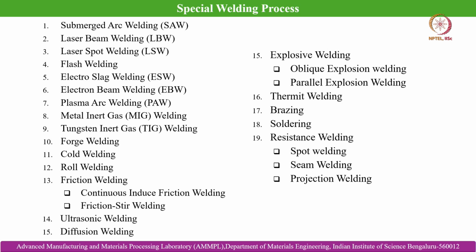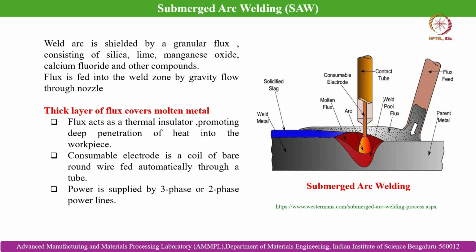So, this is the list of special welding processes, such as submerged arc welding, laser beam welding, laser spot welding, flash welding, etc. Let us discuss them one by one. We will start with submerged arc welding. From the name itself you can understand that here the arc is submerged beneath the flux layer. That is why we call it submerged arc welding.